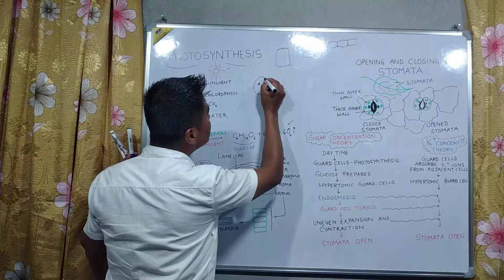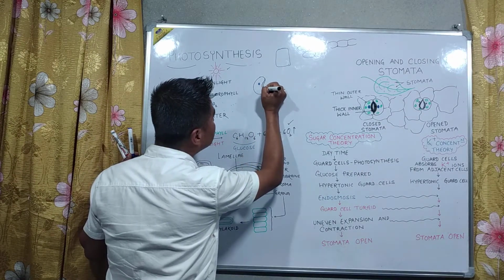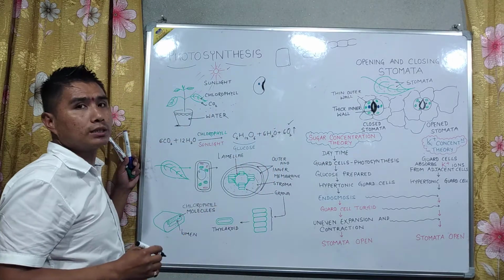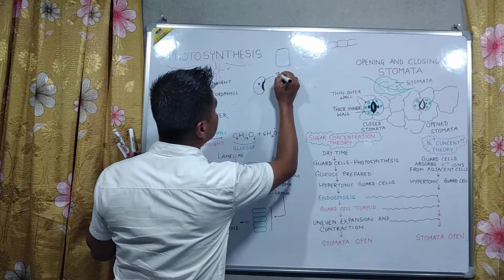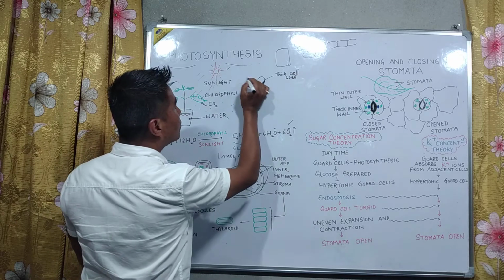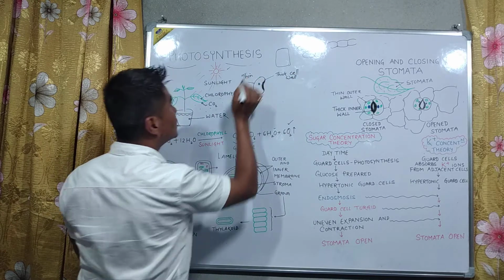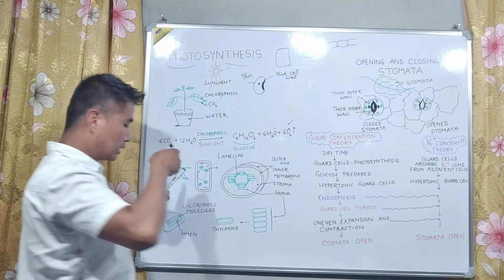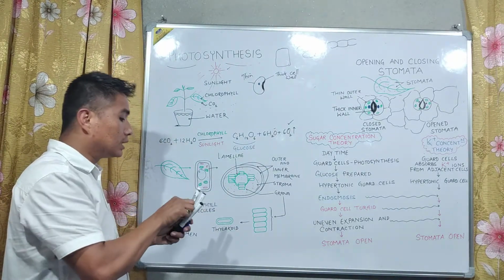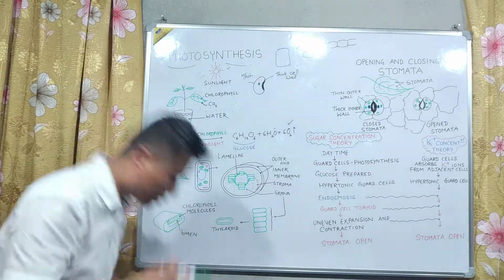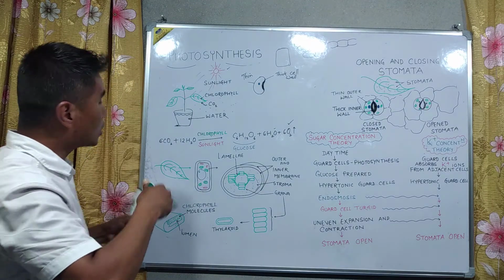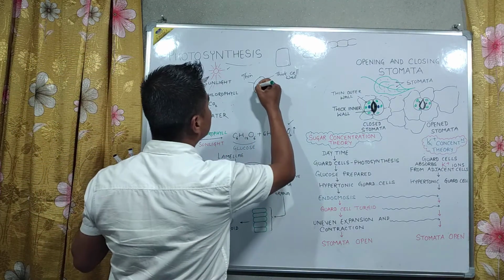That means on the inner side the guard cell wall is thick. On the inner side the cell wall is thick, so you can write here thick cell wall, and the outer part is thin. The blue one is the nucleus. It's a plant cell, so being a plant cell, it has a chloroplast also. So let me draw the chloroplast here.